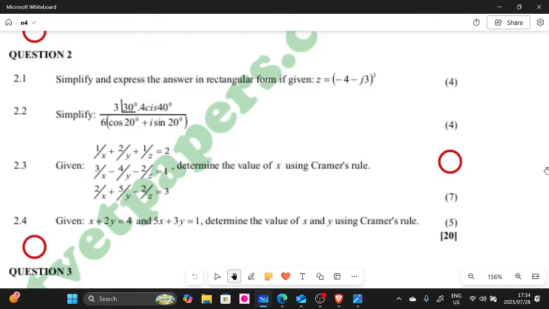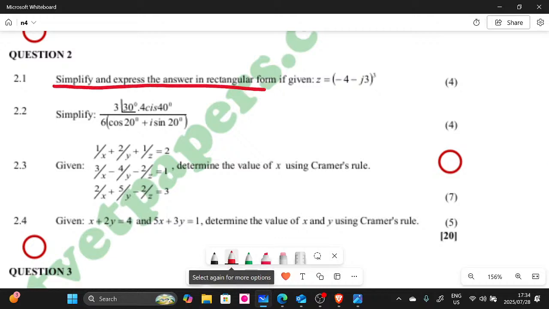But anyway, jokes aside, let's look at question 2. Now, question 2, we have 2.1 there. I hope you guys can see 2.1, right? I'll show you when I use red. They say simplify and express the answer in rectangular form. Z is equal to open bracket minus 4 minus J3 close bracket to the power of 3.